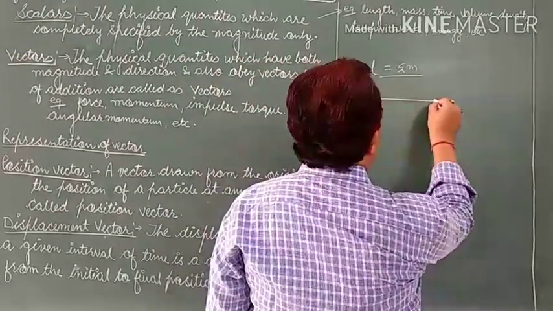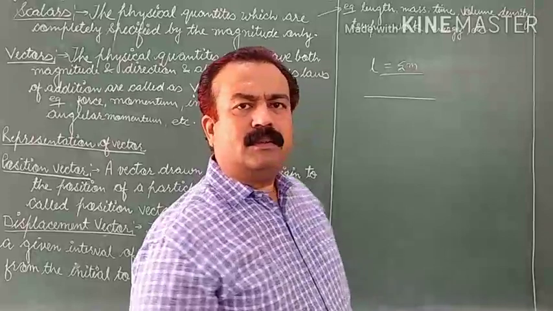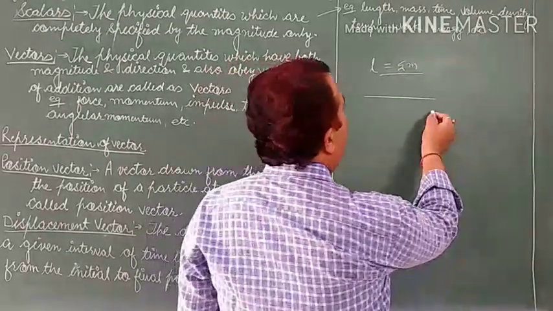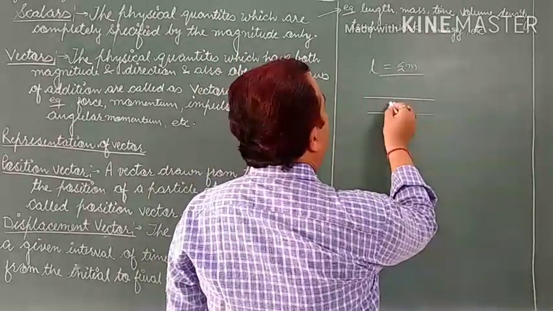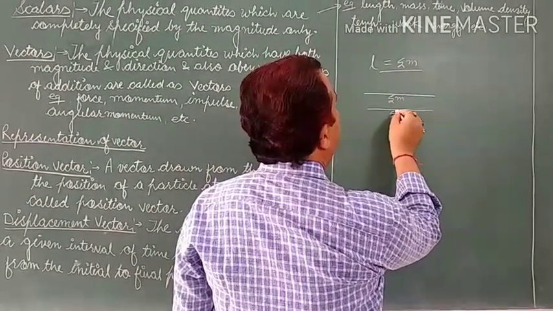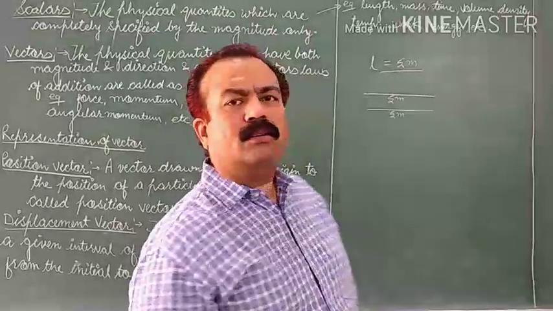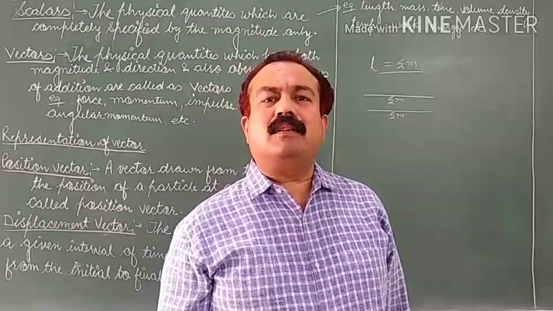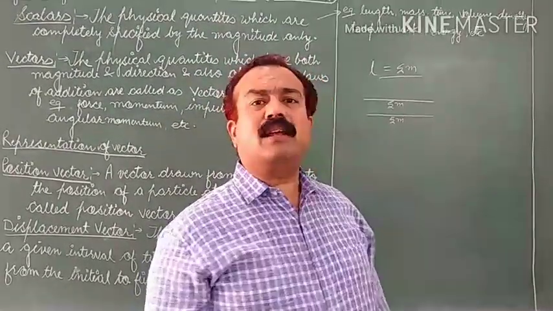Simply, I have to make a 5 meter line. Or, I have to make a 5 meter line like this also. Both are of 5 meter. So, these are what? 5 meter length. So, this is a scalar quantity.